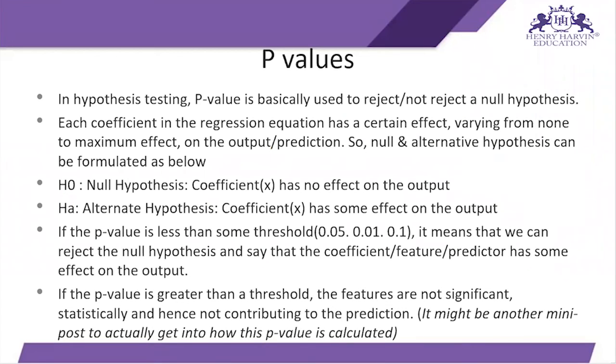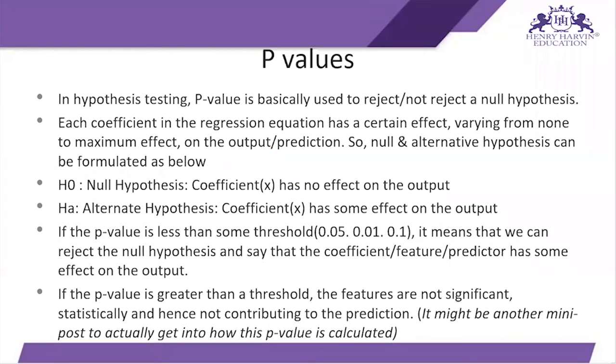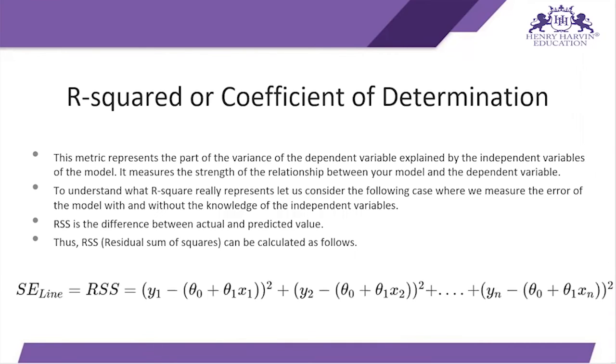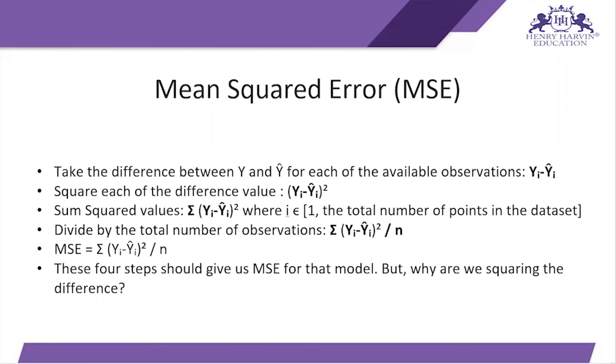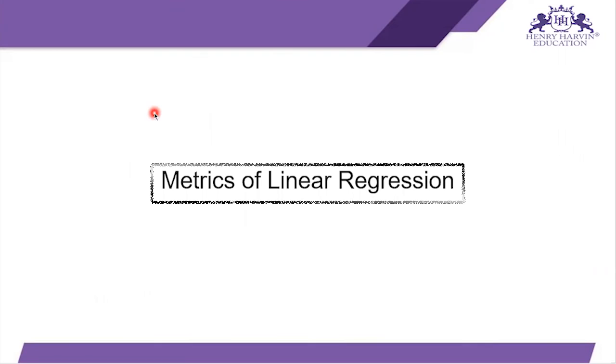That covers the metrics of linear regression: how the p-value is used in linear regression, the cases in R squared, how R squared and the coefficient of determination are calculated, and how mean squared error, MSE, and mean absolute error, MAE, are calculated and used to tell us about the loss for the linear regression model. And that's all for the metrics of linear regression.